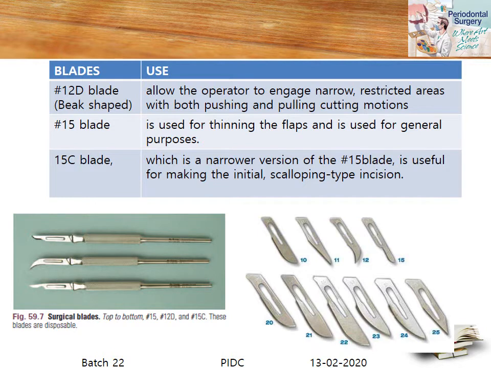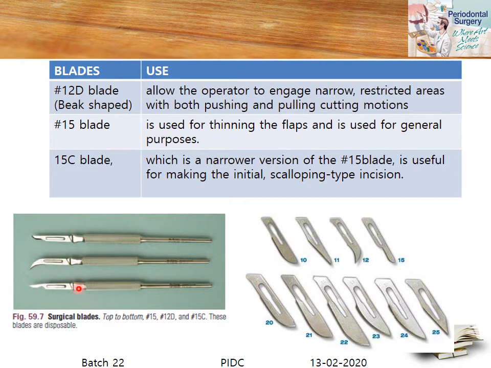So for the incision, you need to use surgical blades. You do have different numbers given for the blades, and it is used according to the area which it is needed. 12D blade allows the operator to engage narrow restricted areas with both pushing and pulling cutting motions.